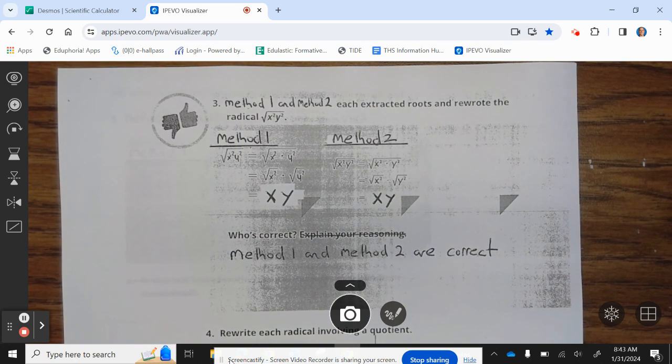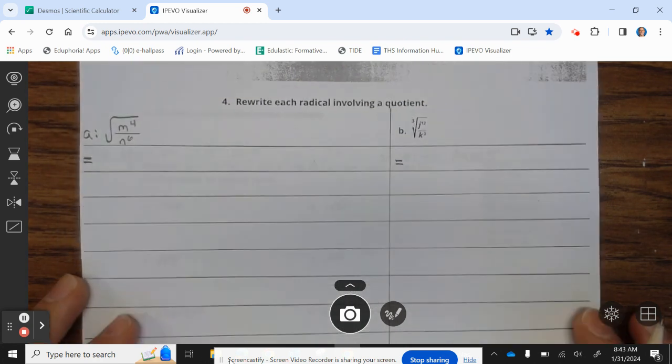3. Method 1 and Method 2 each extract roots and rewrite the radicals square root of x squared y squared. Go ahead and look over Method 1 and Method 2. Who is correct? Method 1 and Method 2 are correct. Well, let's take a look at number 4. Rewrite each radical involving a quotient.